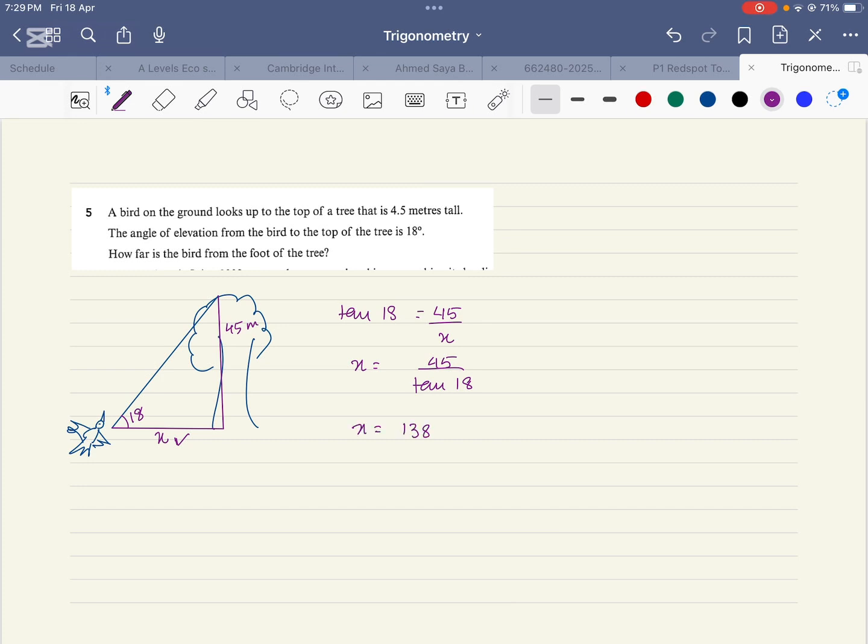Answer is 138.5 meters. I'm sorry, this was 4.5. I have used 45 by mistake, so this is 4.5. Let me change it in the final answer. This is 13.85. Not 138.5, 13.85. See, this is the mistake that we can make.